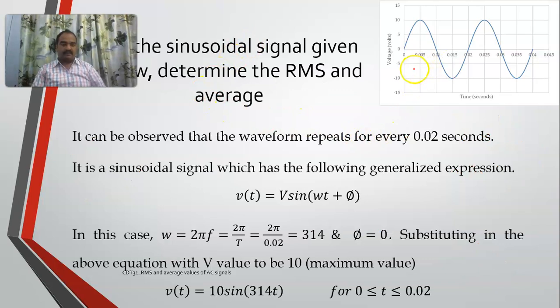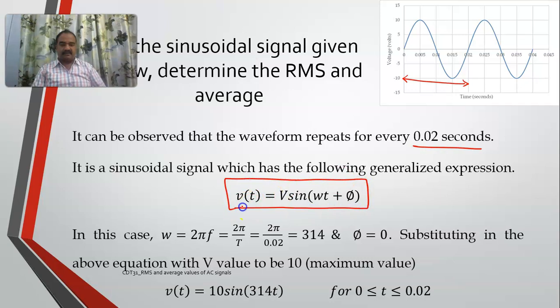Now, once again, it can be treated as a periodic signal with a time period of 0.02 seconds. The generalized expression is V of t is equal to V sine omega t plus phi, where omega is 314, phi is 0, and V, the peak value, is 10. So my equation is V of t is equal to 10 sine 314t, and if you carefully see, it is completely conducting from 0 to 0.02 in its very own sinusoidal pattern. So my mathematical expression is this one.